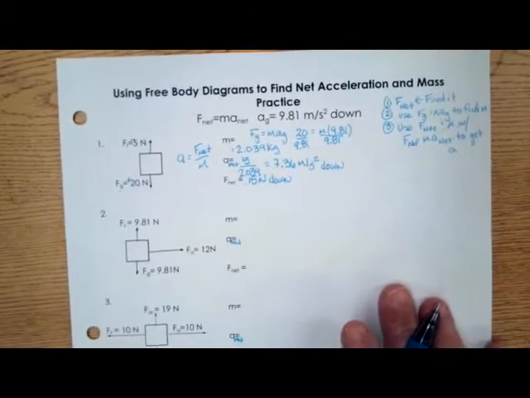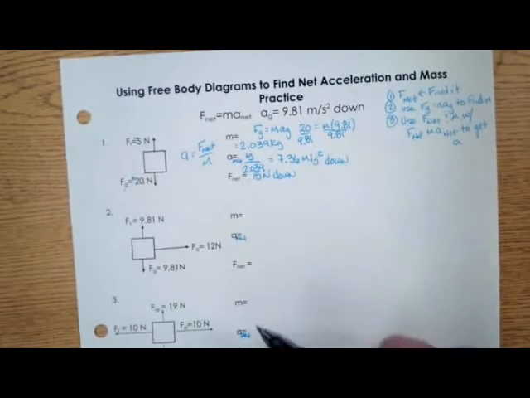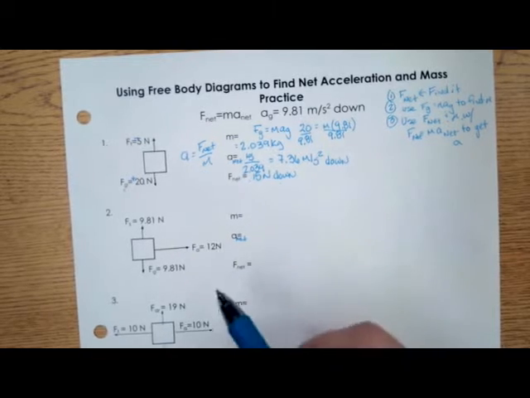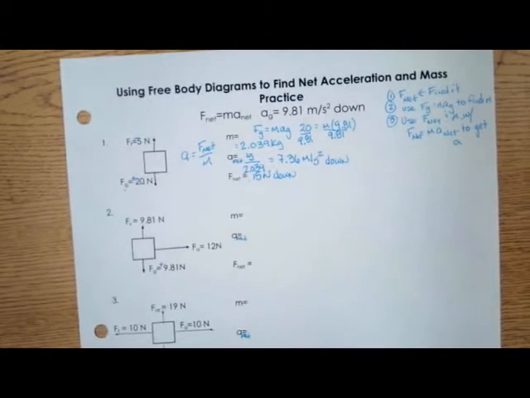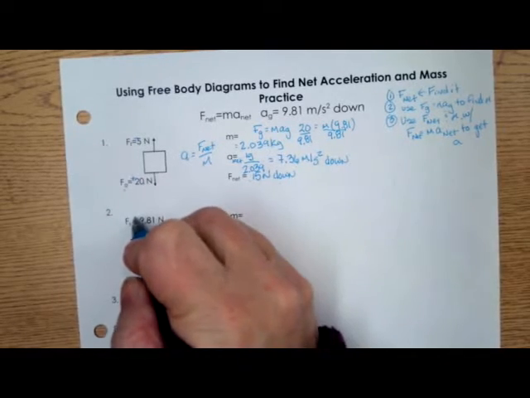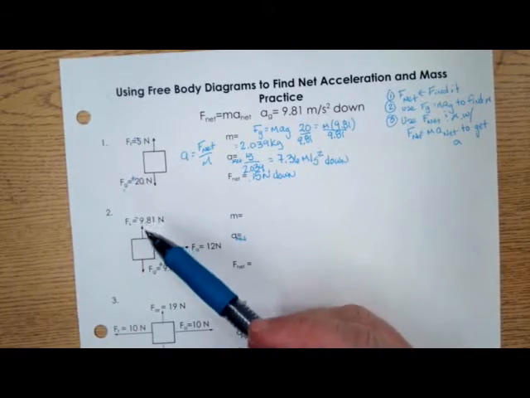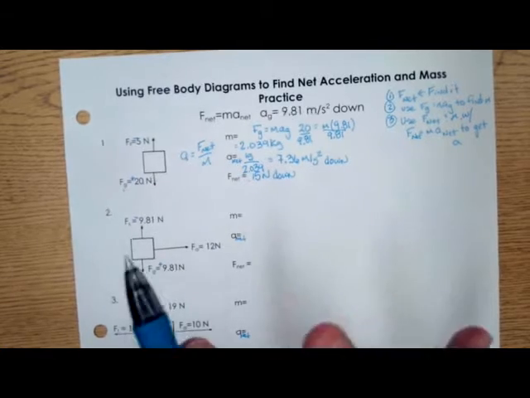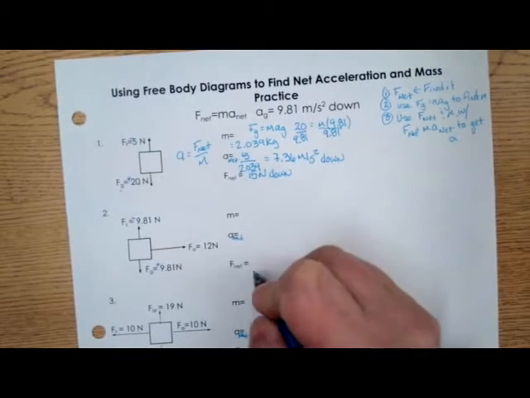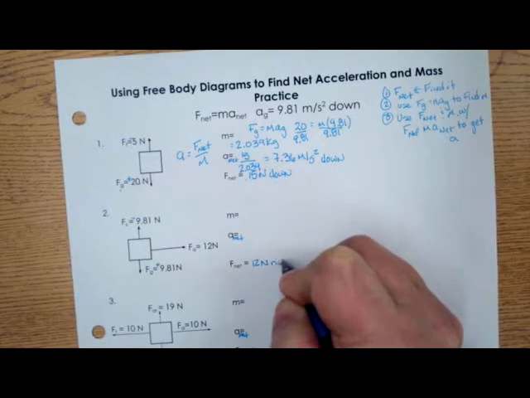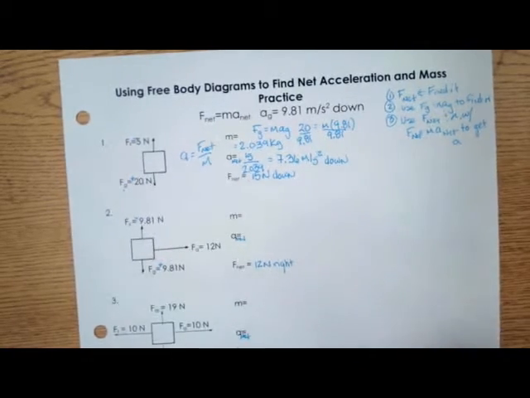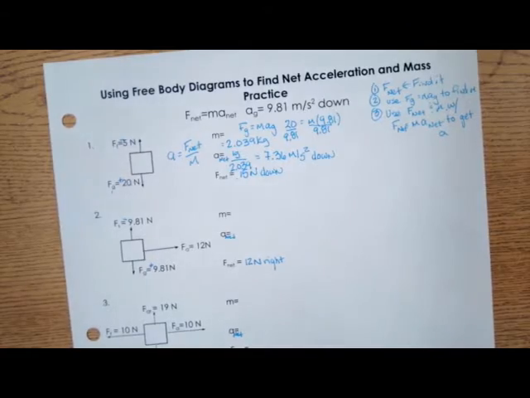Okay, next one. So the next one we're going to try to simplify as much as we can. So we know that the force of gravity, if we call that positive, the support force is going to be negative because they're equal but in opposite directions. They cancel each other out. So we know the net force is going to be 12 newtons to the right. Okay. So first part, not too bad.